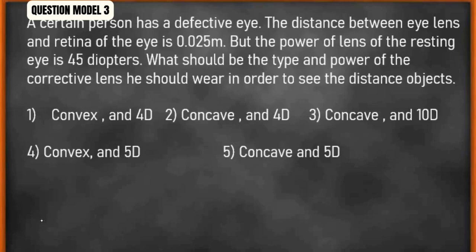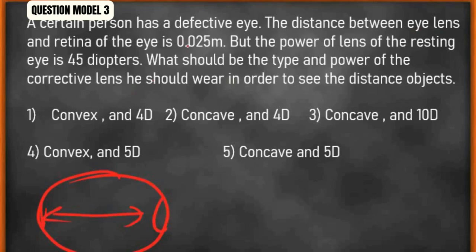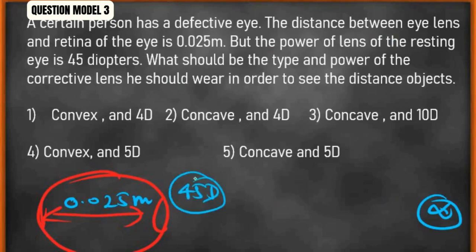Let's get into the question now. A certain person has a defective eye. The distance between the eye lens and the retina... So here the difference in this question is they are talking about the eye lens and the retina also, right? So if this is the eye lens, this is the retina, and the distance between them is 0.025 meters. Let's write it down, 0.025 meters. But the power of the lens of the resting eye, which means it's looking at infinity, right? Remember that, resting eye. So it's 45 diopters, 45 D.